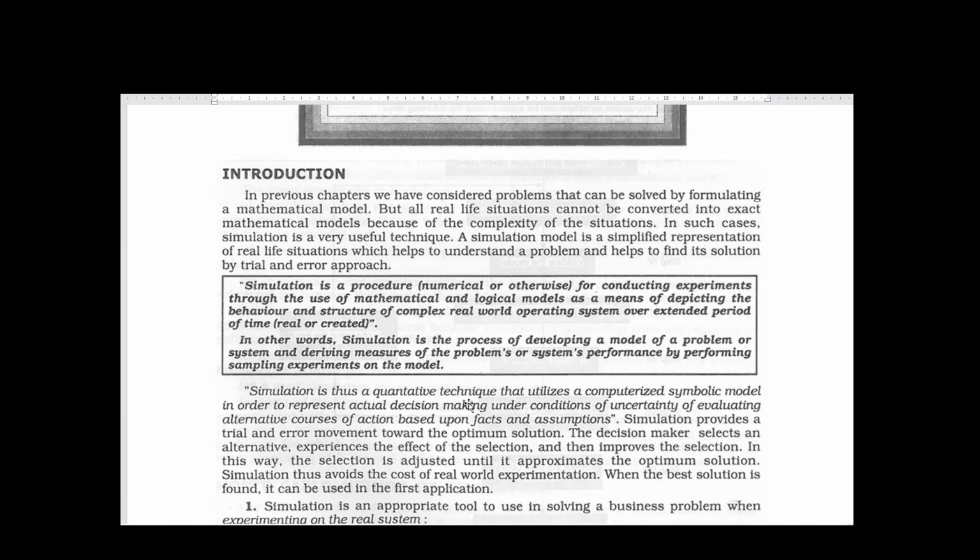A simulation is a procedure for conducting experiments through the use of mathematical and logical models as a means of depicting the behavior and structure of a complex real-world operating system over an extended period of time. In other words, simulation is the process of developing a model of a problem or system and deriving measures of the problem's or system's performance by performing sampling experiments on the model.